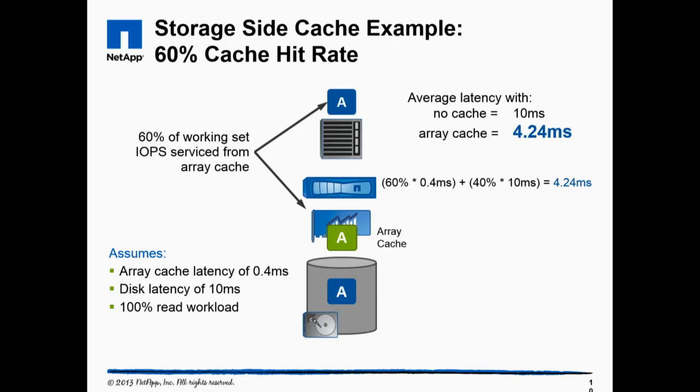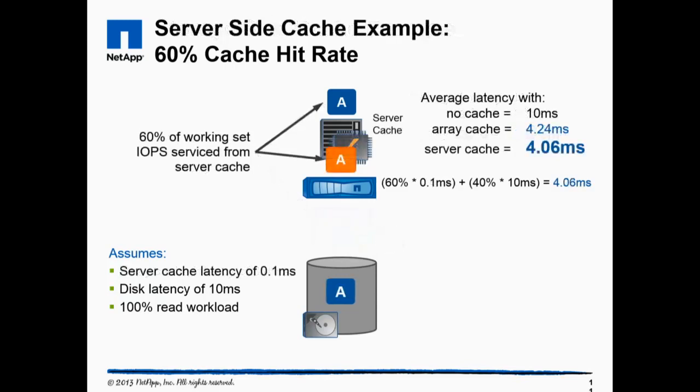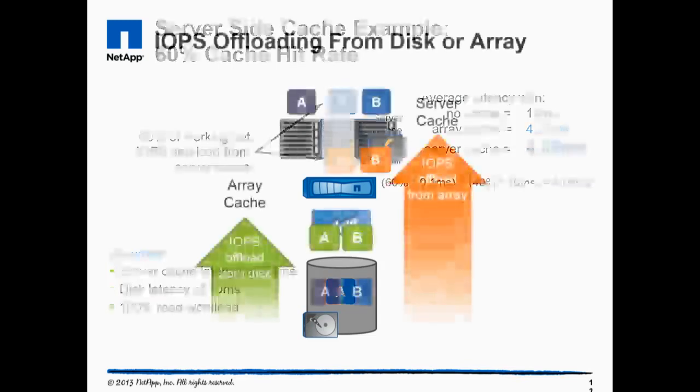So if I have a workload on a storage array that's capable of giving 10 milliseconds, and I put in enough cache to get 60% of my IOPS to come from the cache, then I would have a 4.24 millisecond average latency. But if I deploy a server cache solution where the cache characteristics are exactly the same and I use the same amount of cache, so I'm getting the same cache hit rate, then my average latency is going to be 4.06 milliseconds. So there's not much of a difference here. You're not having really a performance difference between these two. But there are still some differences that you need to consider in which technology you'd want to use.